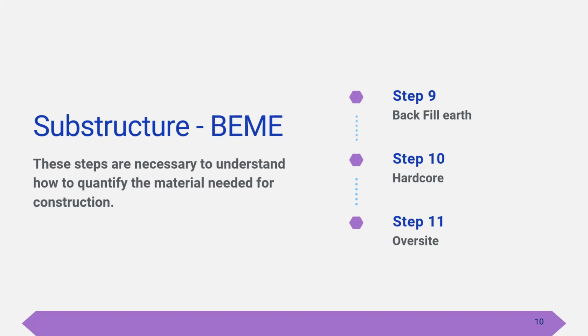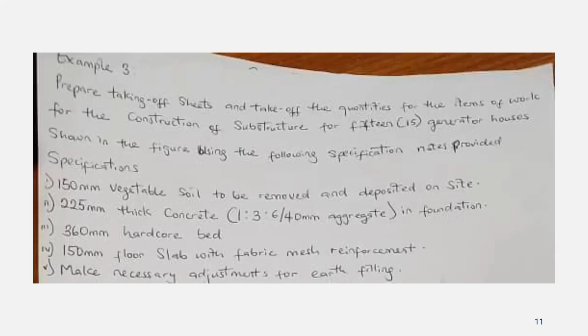hardcore and whatnot. So now we have two questions, right? Question one is on the generator house, and question two is on the manhole. Question one was one of those I saw in past questions, and question two, which we'll be solving, is the one in the material that was sent to us, that manhole chamber thing.